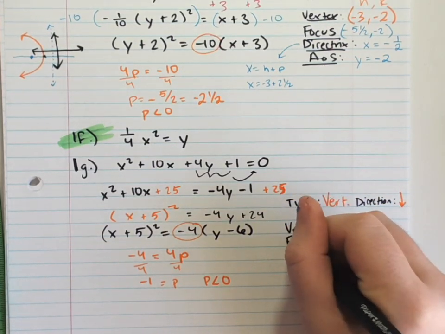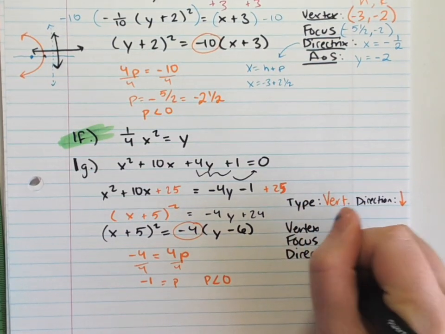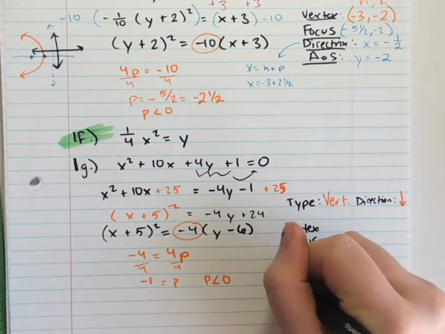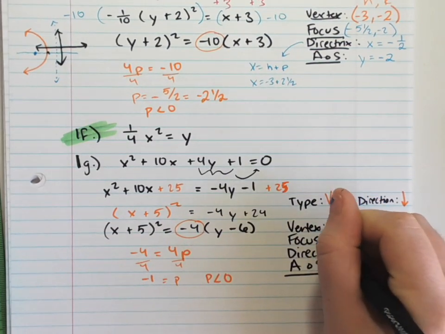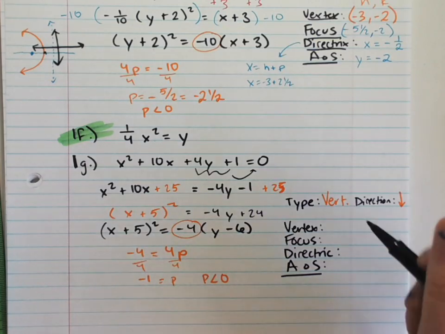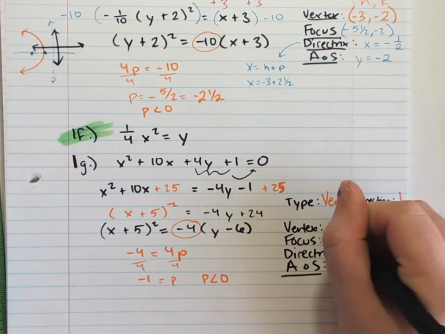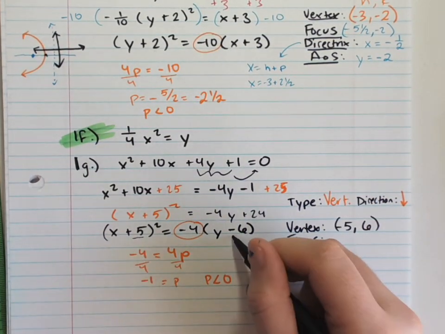Vertex, focus, directrix, and axis of symmetry. Those are the 4 things we need to graph. The vertex, we can see from the equation, it's going to be -5 comma 6, because there's my h and there's my k.